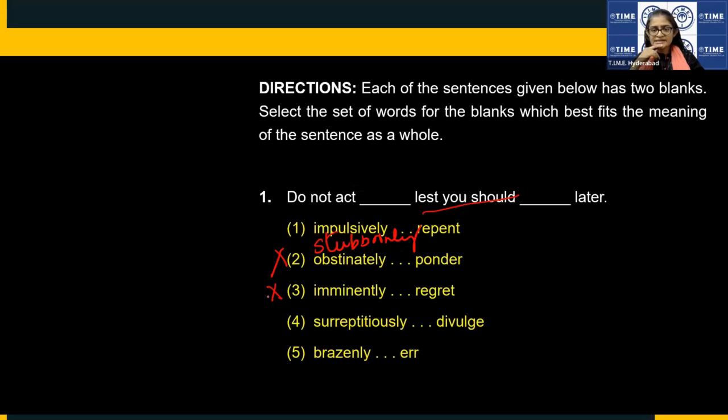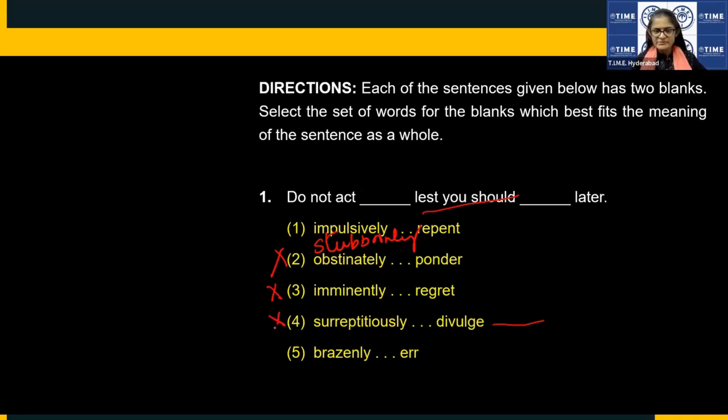Do not act surreptitiously lest you should divulge later. Surreptitiously means in a very secretive manner. So do not act like that so that you do not have to divulge, reveal your secret later. First of all, divulge has to be followed by some object. Divulge a secret, etc. And this doesn't make sense, right? You don't act secretively so that you have to reveal your secret later.